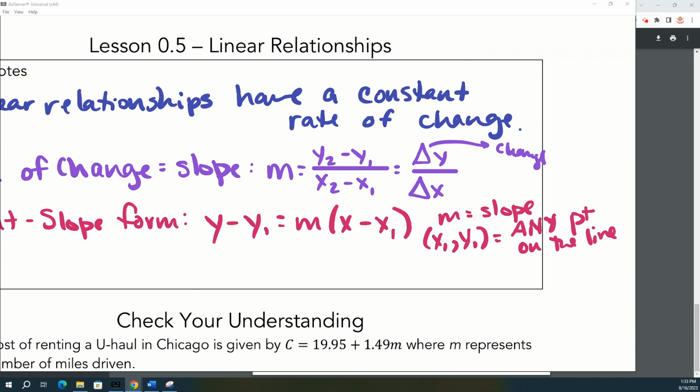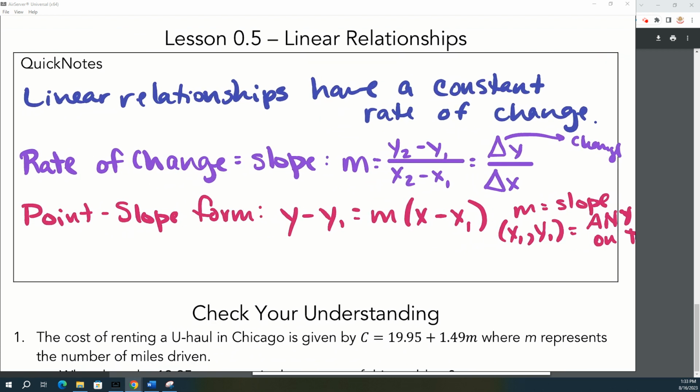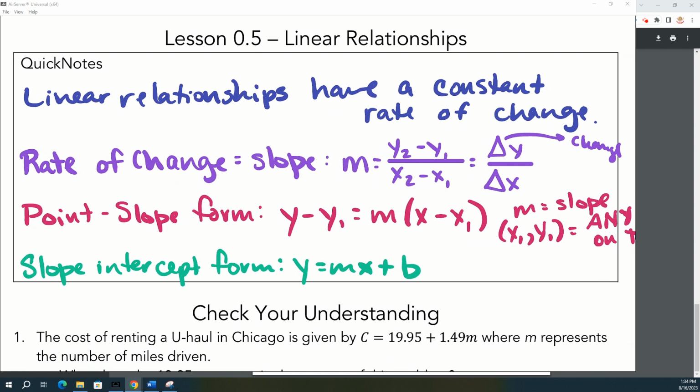All right. And then the last form, I know you know, or you have learned it. So when you guys hear slope, what's the first thing that pops in your mind? Yes. M is still the slope. What's B?